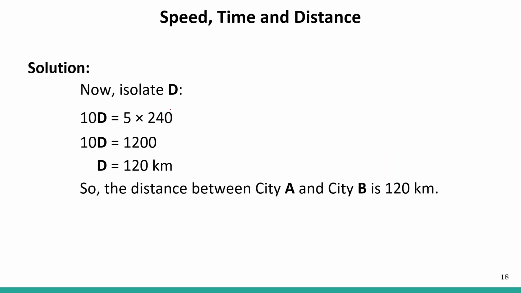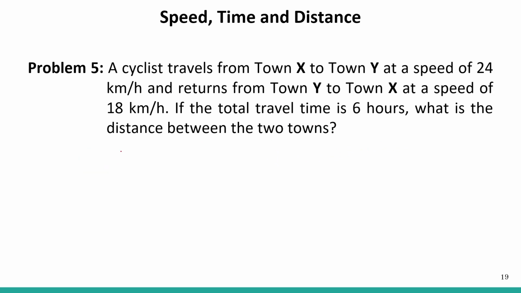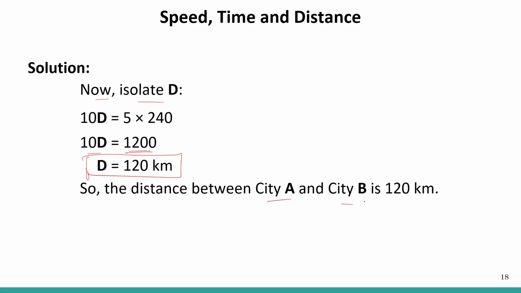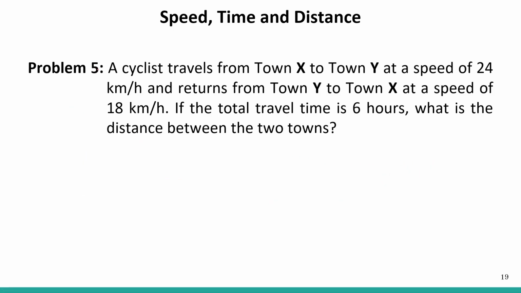So the answer will be 120. Now isolating d, what we are left with is 10d is equal to 1200. So d will be 120. So the distance between city A and B will be 120 km only. Okay, so let's see problem number 5.